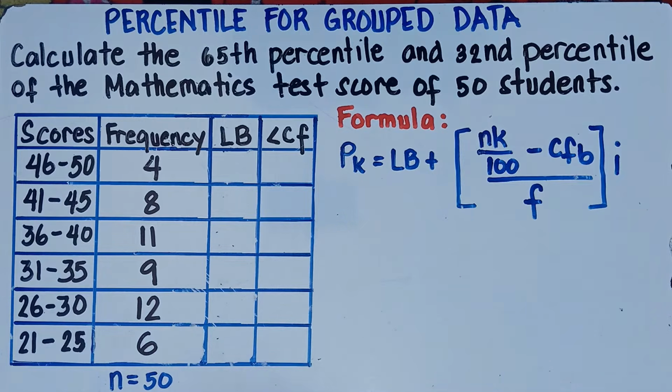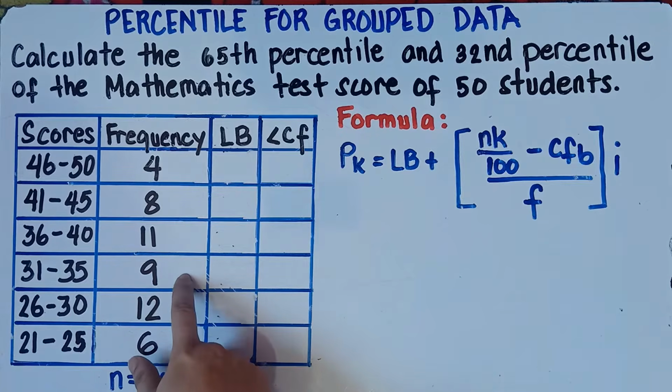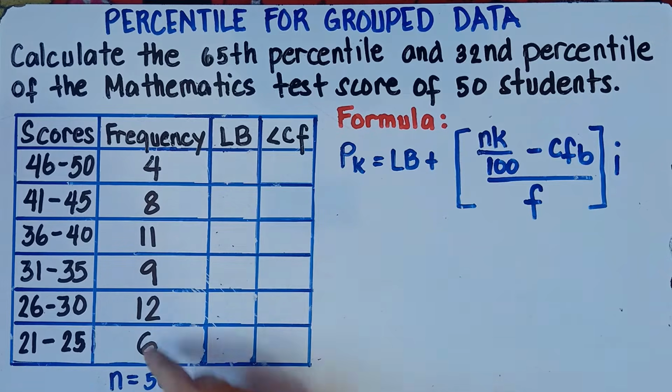Now for grouped data, the scores are already given as well as the frequency. So let's talk about the frequency. The frequency means how frequently the score is occurring. If you have 6 in this particular row, it means that 6 students got the score from 21 to 25. You have 12 in this row, it means that 12 students got the score from 26 to 30, and 9 students got the score from 31 to 35, and so on.